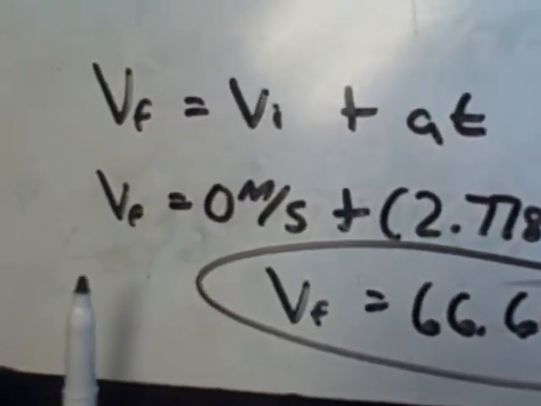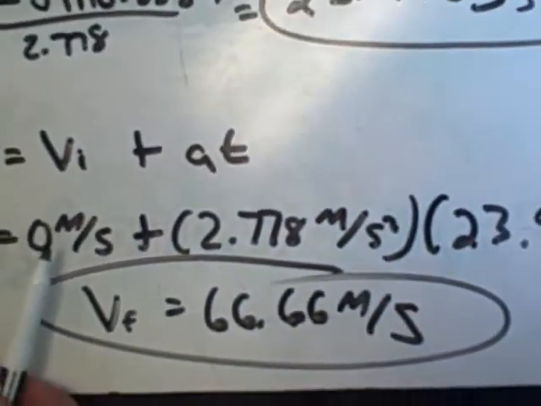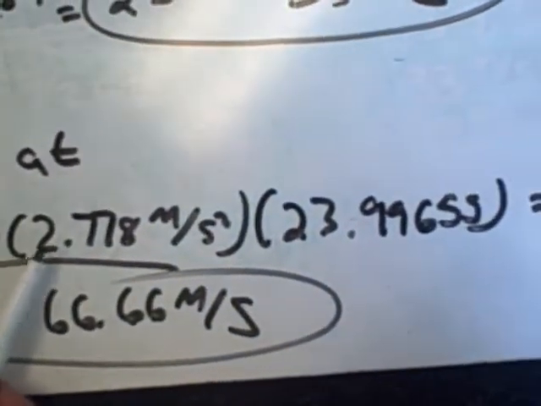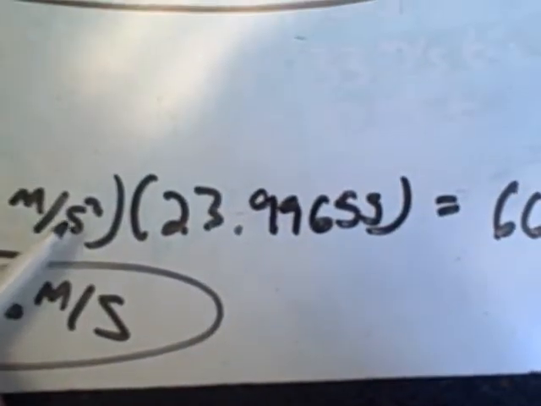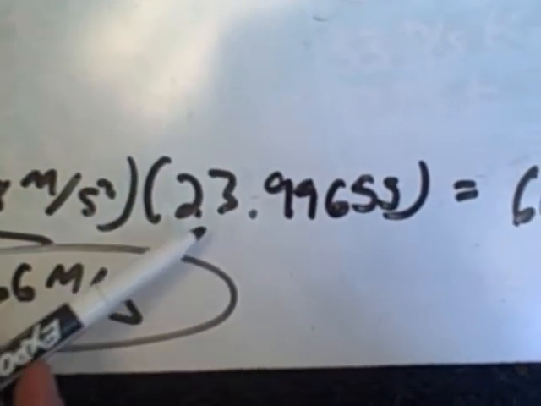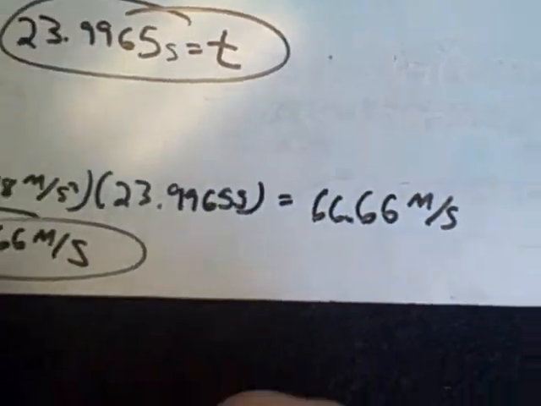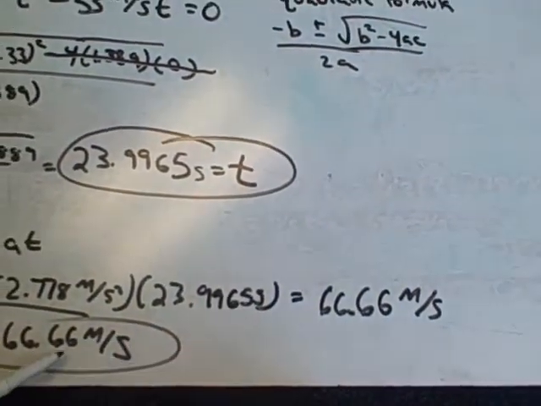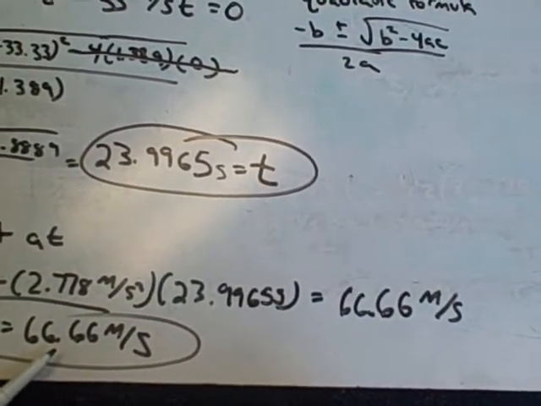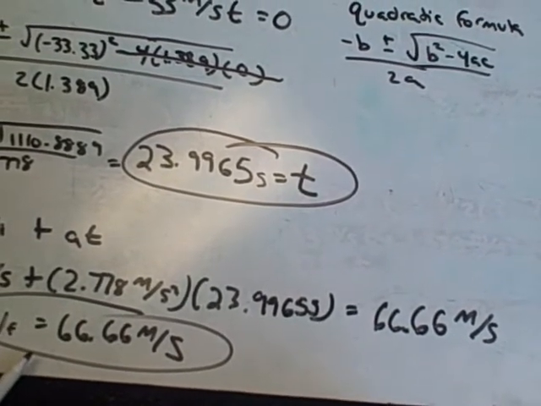So you plug in the initial velocity, which is 0 meters per second, plus your acceleration, which you know is 2.778 meters per second squared, and you know the time, it is 23.9965 seconds, and you multiply that all out, and you are left with 66.66 meters per second, which is the final velocity of the police officer, and that is your answer.